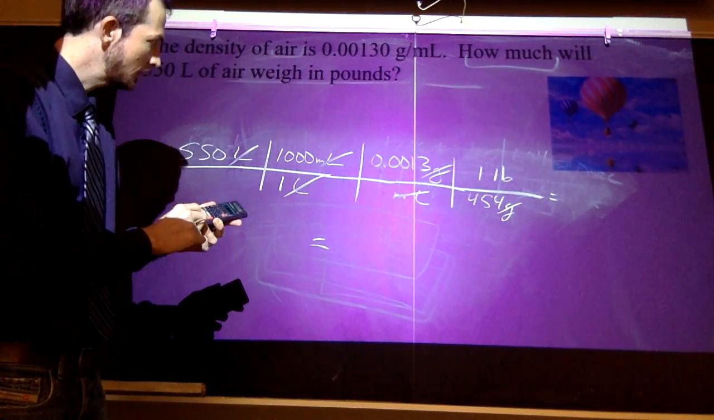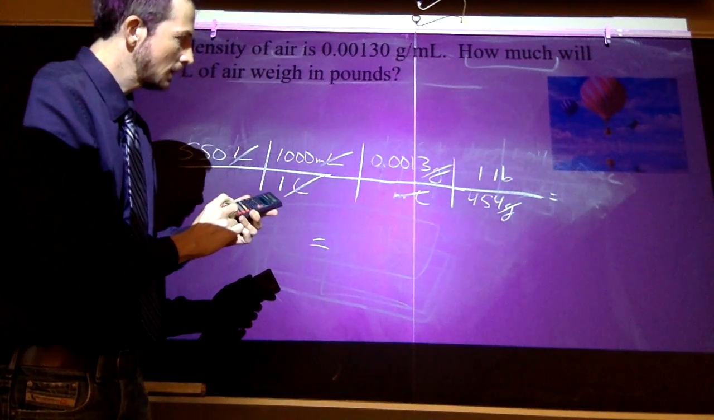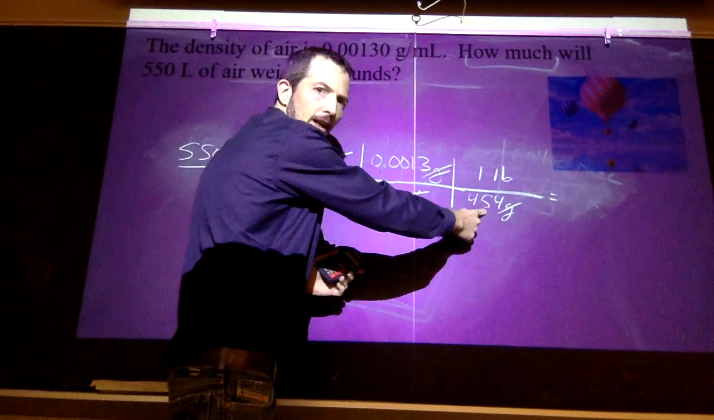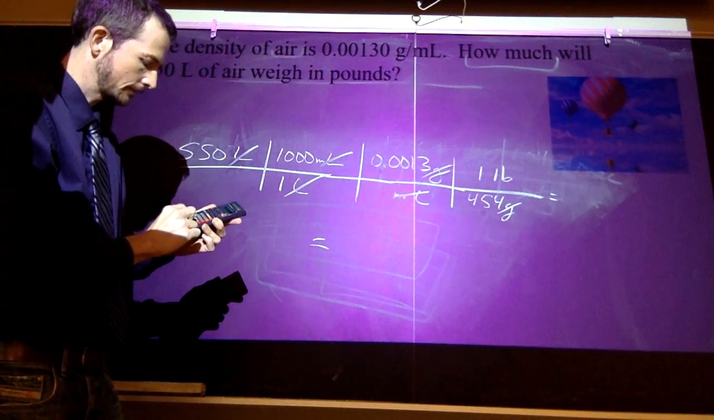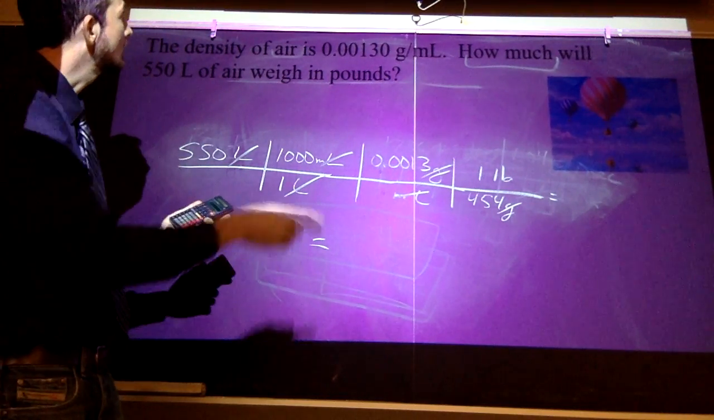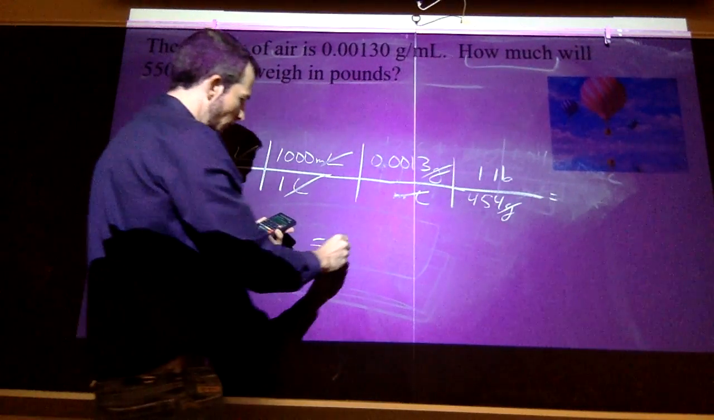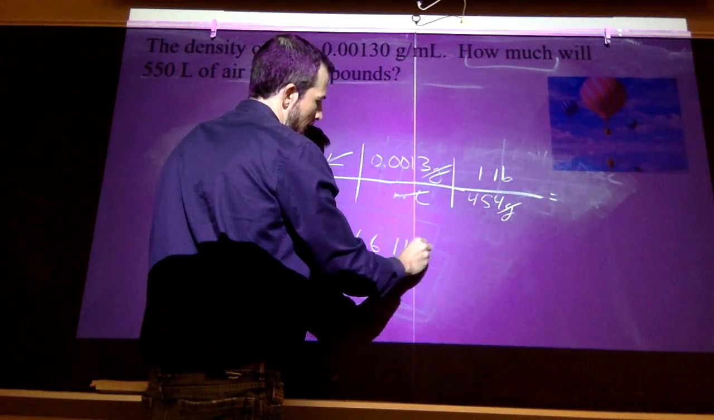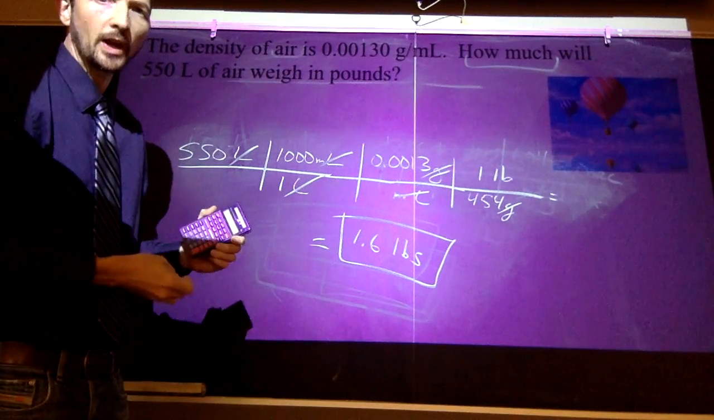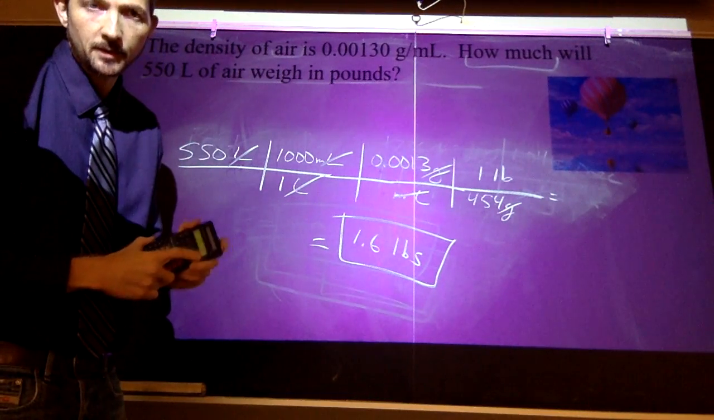So 550 times 1,000, multiplying things on top, times 0.0013, divide by what's on bottom, 454. So I get 1.5748. With two significant figures here, I'm going to say 1.6 pounds. You wouldn't expect air to weigh much, but you do have quite a bit of air, so it weighs 1.6 pounds.